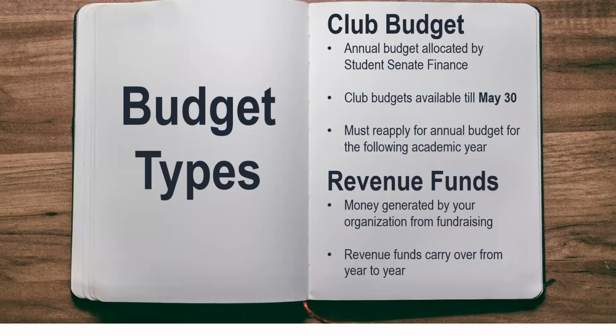We're gonna start with some big terms. Two big terms you need to know about. One is club budget, and the other one is revenue funds. Club budget is the amount of money that Student Senate gives to your club every year. Or if you go for a supplemental and they give you money, that is called your club budget. All right? That money is good between now and May 30th. That is this year's activities fees, which are designed to be used for this year's students. So you don't get to carry that over.